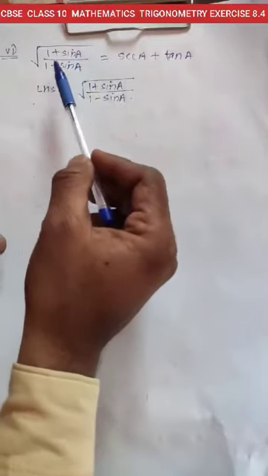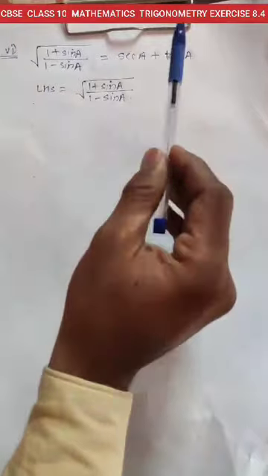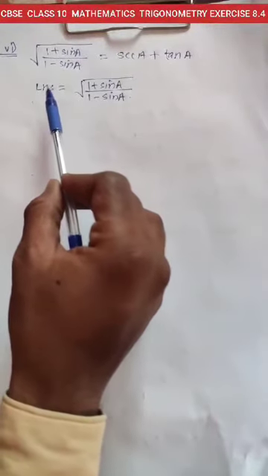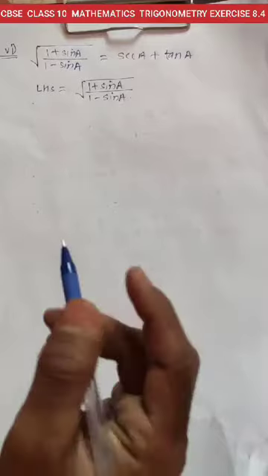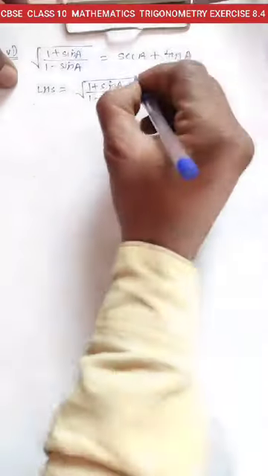Now dear students, our next example number 6: under root of 1 plus sin A upon 1 minus sin A is equal to sec A plus tan A. We have to prove this. For this purpose we take the left hand side equal to under root of 1 plus sin A upon 1 minus sin A. So this is the function in a root sign. Here we have to make one adjustment.